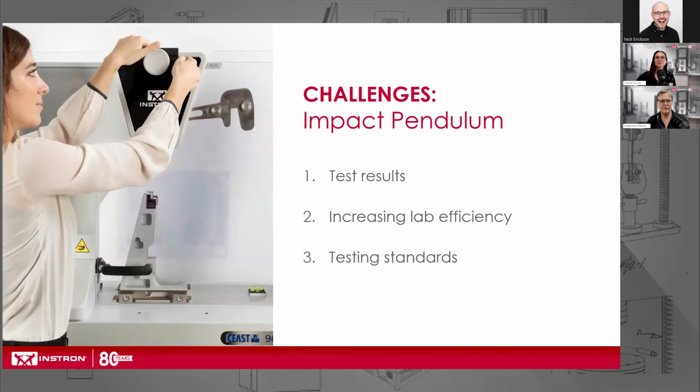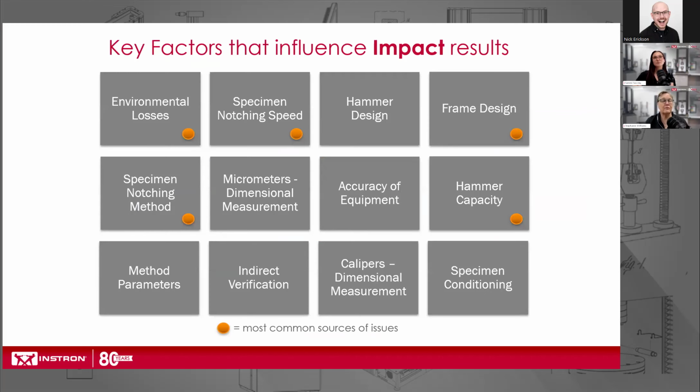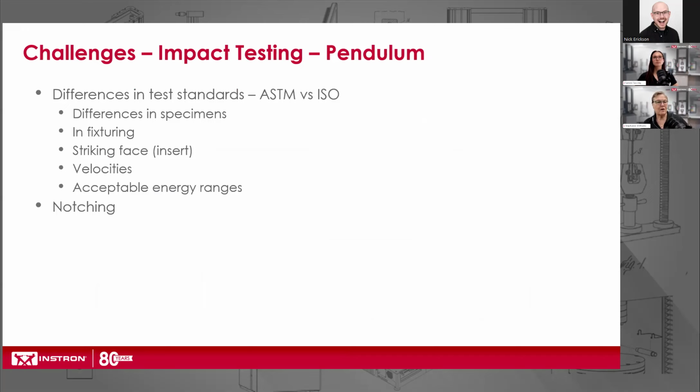So challenges for impact pendulums, again: test results, lab efficiency, and testing standards. Key factors that influence impact testing with a pendulum are notching the sample, making sure you're using the right test method, and ensuring that you have the correct hammer capacity. The challenges, as we note here, ASTM versus ISO, differences in the standards. Read the standards, make sure you've got the right fixturing, the right specimen, and you're orienting everything in the right place.